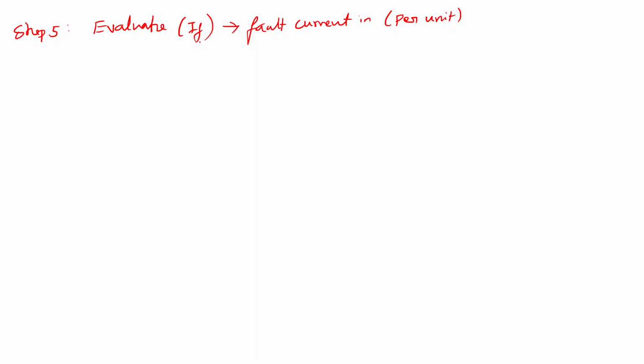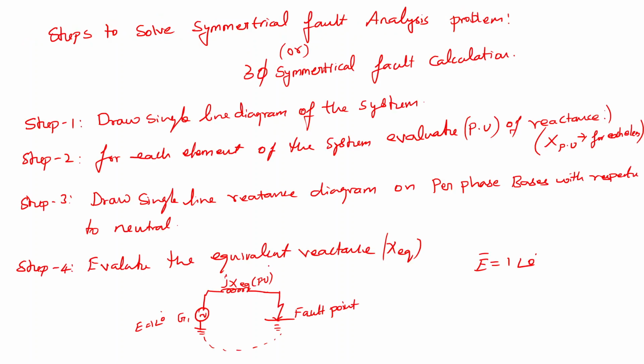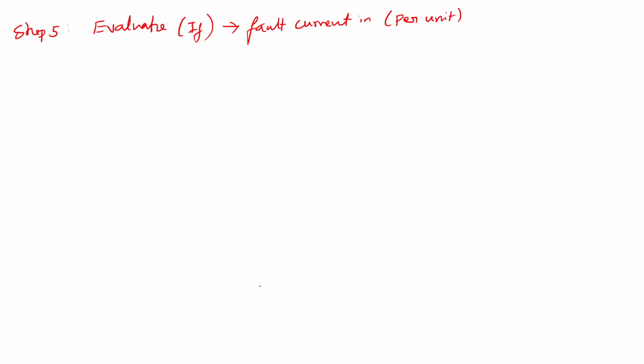So I need to find out the fault current IF. How can we find out the fault current? In step 4, I have got the equivalent reactance value. There is a generator, and we know the fault point. If you find out the current here using KVL or KCL, you get IF. That is nothing but my fault current. Got it?